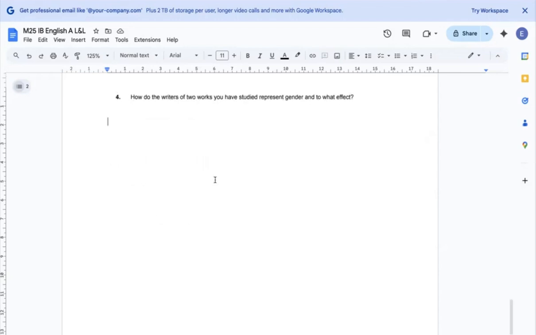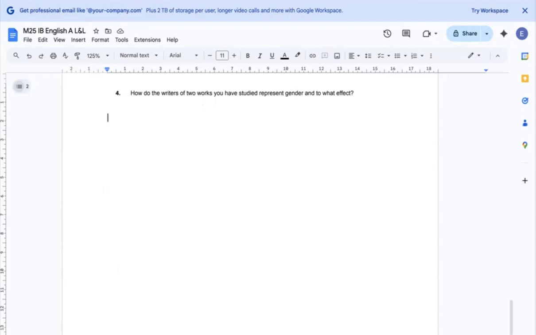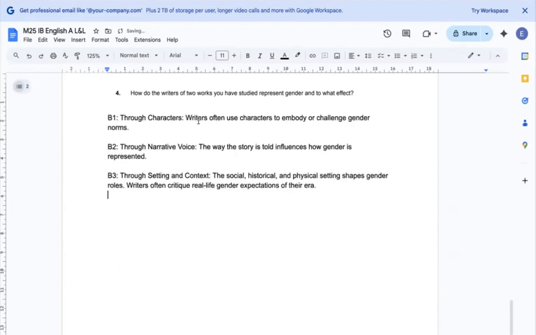The last prompt asks, how do the writers of 2 works you have studied represent gender and to what effect? So obviously the key word is gender, and one way to construct the essay is, first, body 1, through characters. Since writers often use characters to embody or challenge gender norms, and in body 2, through narrative voice. So the way the story is told somehow directly or indirectly influences how gender is represented or how gender expectation is established in the context of the story.